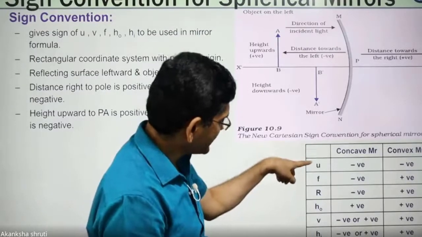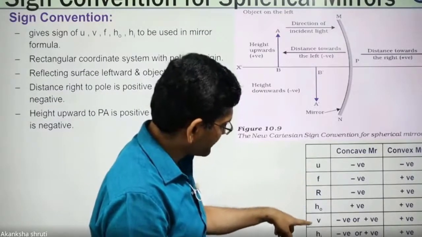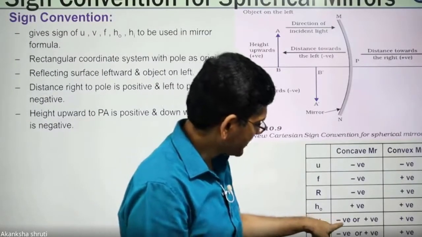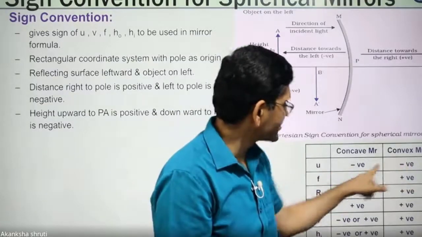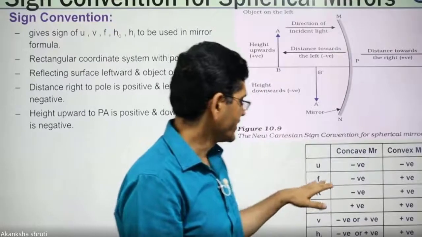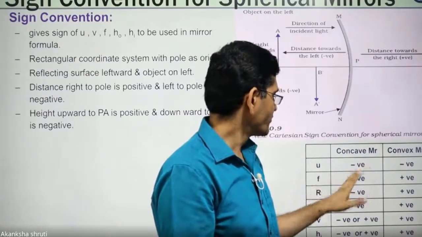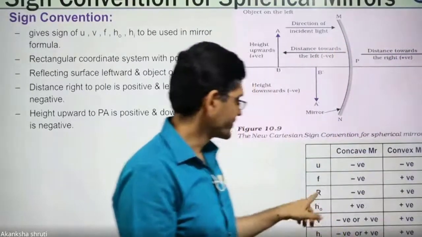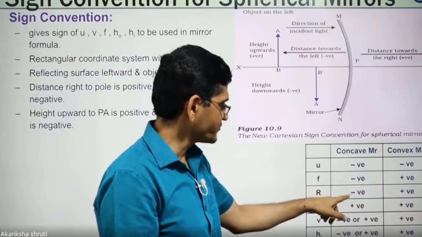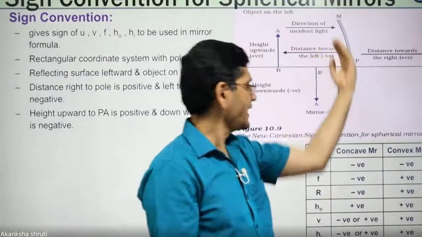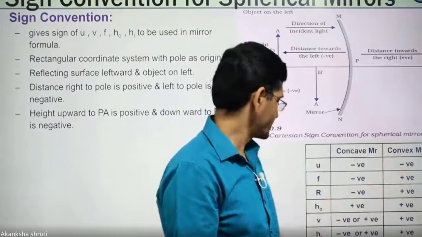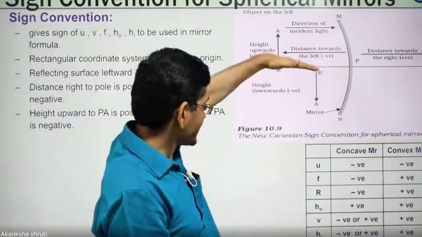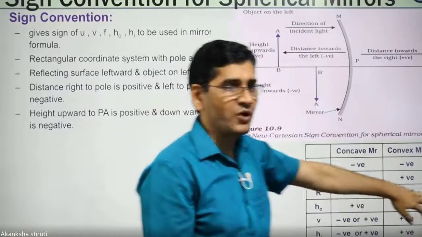So here we have written U, F, R, H, O, V and H, I. The same thing what we had written, the same thing is explained here. U is always taken negative because the object is placed on left hand side. The focus or the focal length for the concave becomes negative, but for the convex it becomes positive. The radius of curvature has the same sign as that of the focus, negative for the concave and positive for the convex. Then height of the object: the object is always kept above this principal axis, so it is positive in both the cases.